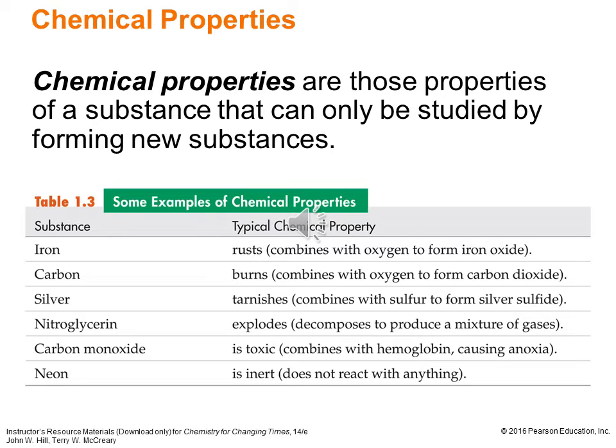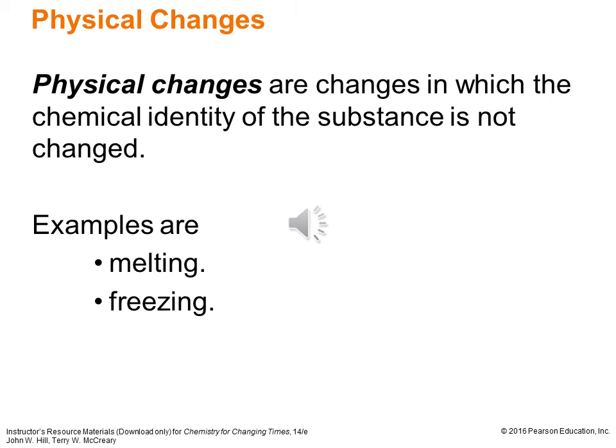Finally, neon, its chemical property is that it doesn't do much chemistry. It's inert. It doesn't react with anything so far that we've been able to force it to. So we'll talk about neon and the other so-called noble gases later on in the course.